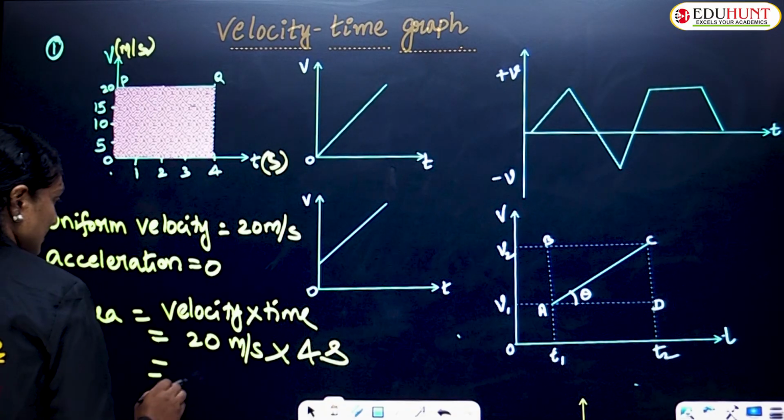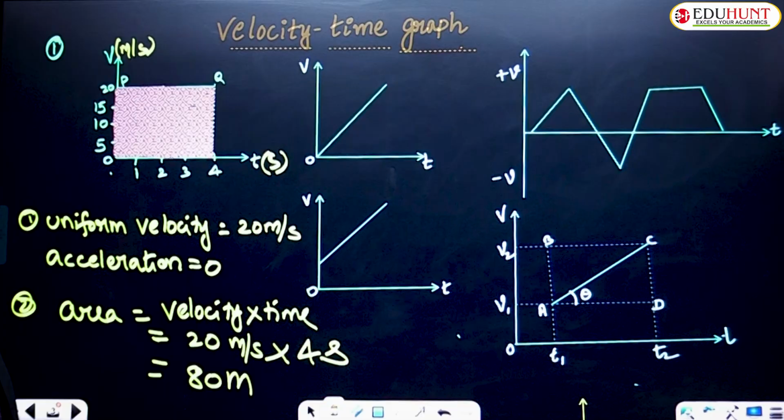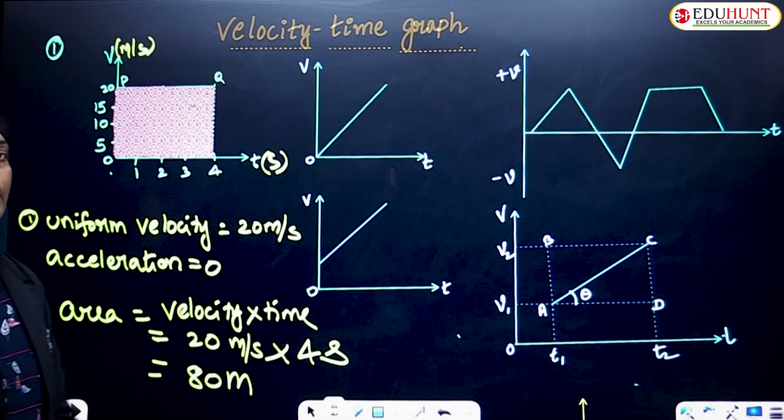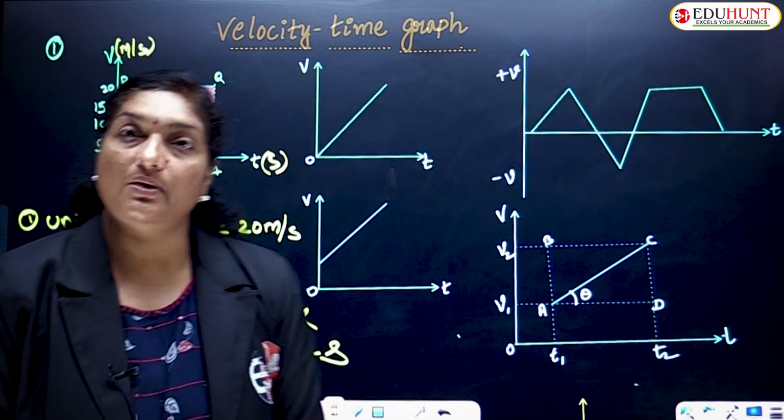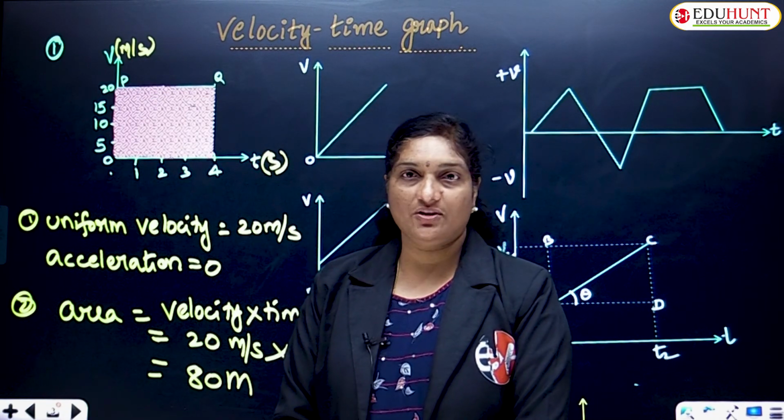How much is that, children? 20 into 4 is 80. So 80 meters. So what is the total displacement of the body? The total displacement of the body is found to be 80 meters. Is that clear, children? Okay.